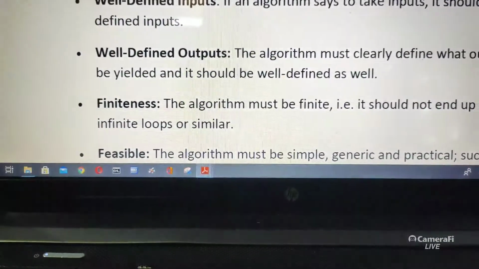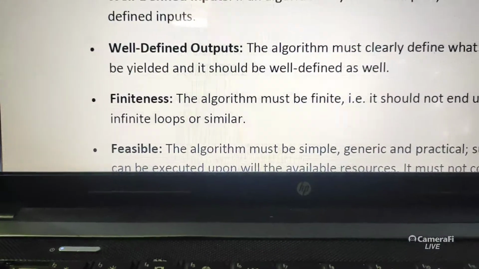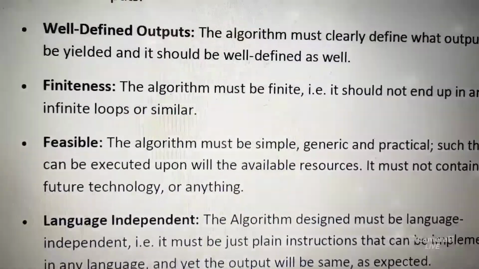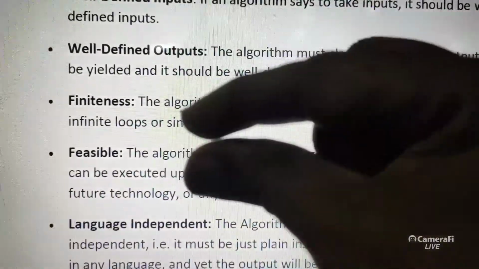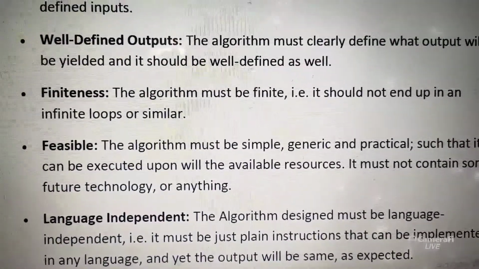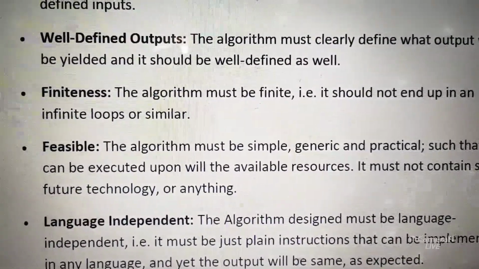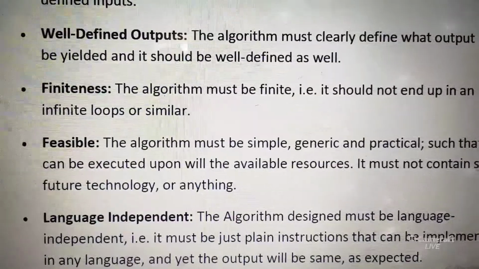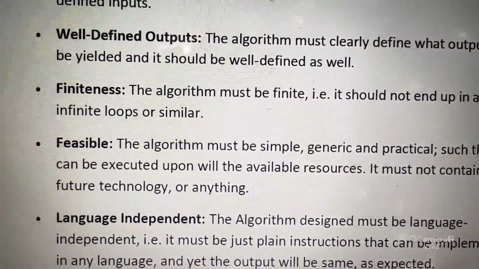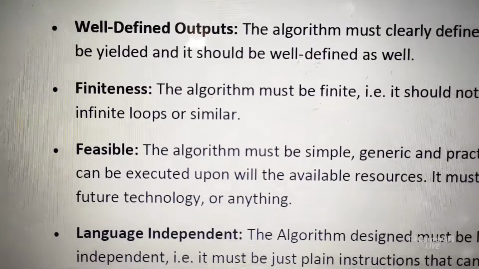Okay. If we are going on step by step, 100 steps, 150 steps, it is very difficult. So it should be in precise small steps. You should be there and it should end somewhere. Finiteness. It should not end up in infinite loops or similar. Loop means the same repetition should not be there continuously. If repeating, that is called loop.